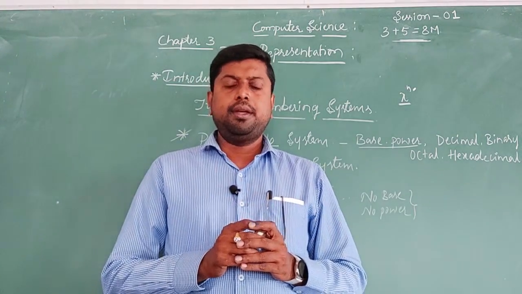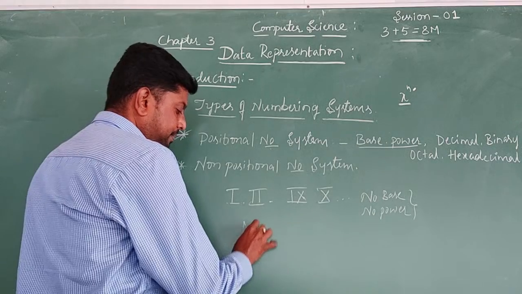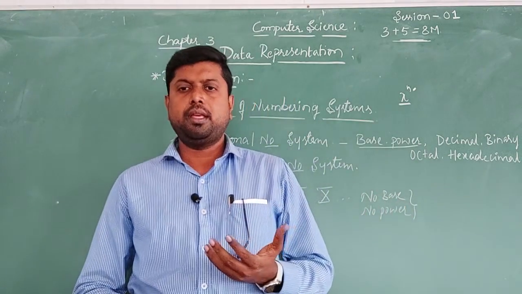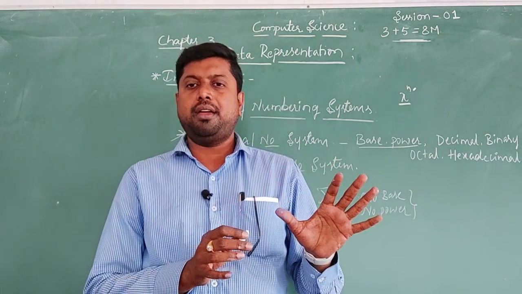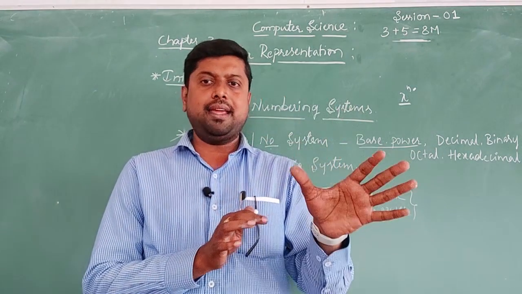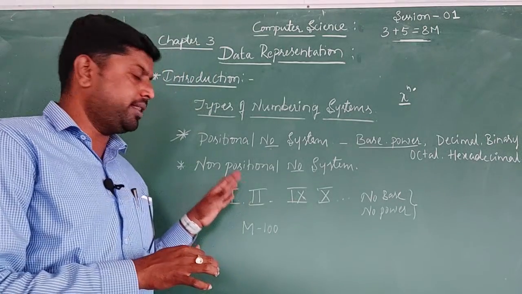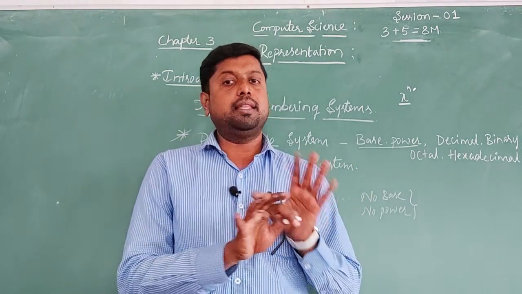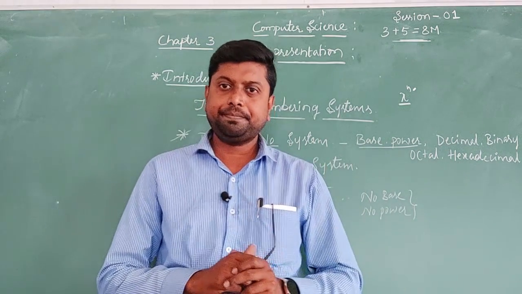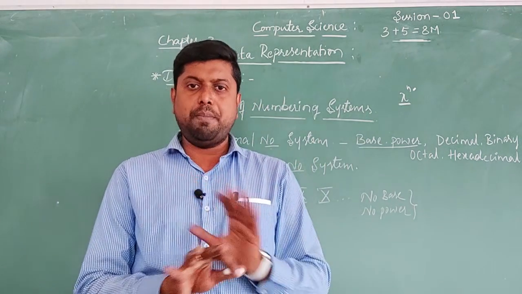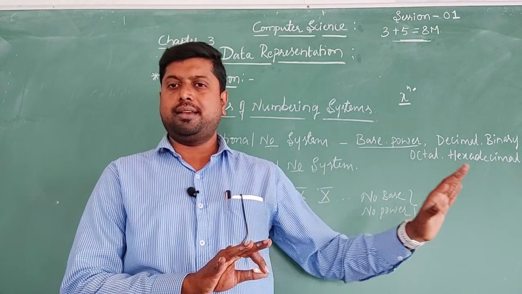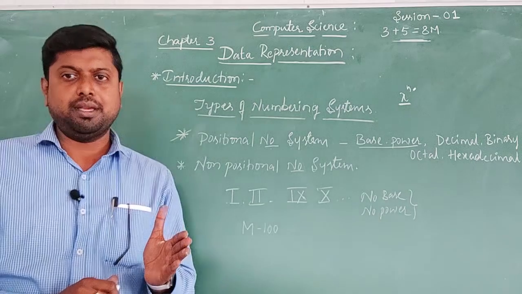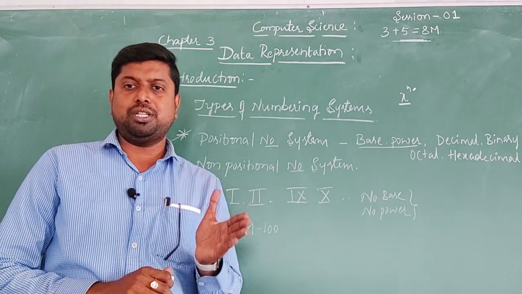If I want to continue, M in Roman letters is the value 100. Like that, we still have so many numbers. But how will we classify them? Based on which criteria do we call this a non-positional numbering system? Because for these types of numbers there are no positions. There is no base number, no index numbers, and no power values. That type of numbering system is what we call a non-positional numbering system.